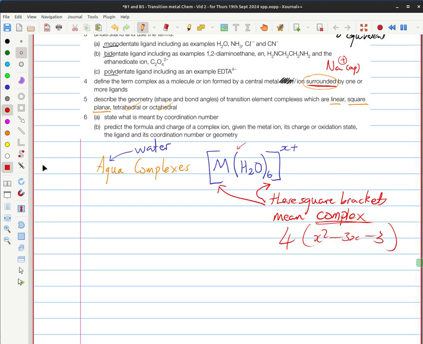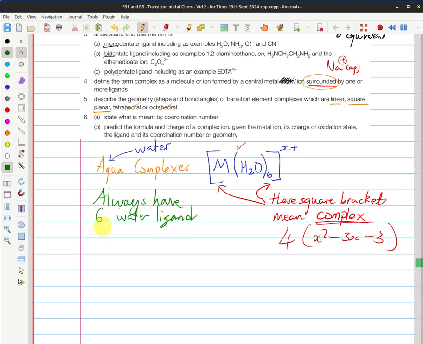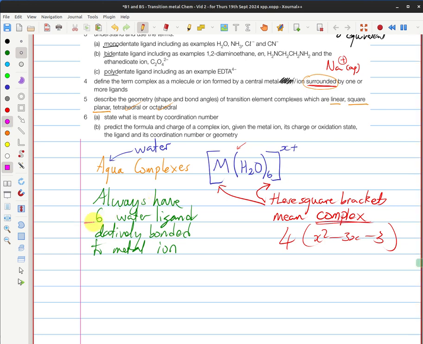So we always have 6 of these, no matter what metal it is. So we always have 6 water ligands covalently bonded to, or surrounded by, as it said in the syllabus. Let's say datively bonded, it's easier to spell. Having said that, I can't spell it. Datively bonded to the metal ion. So the great thing about aqua complexes is they're pretty much always the same. We have 6 water ligands datively bonded to the metal ion.